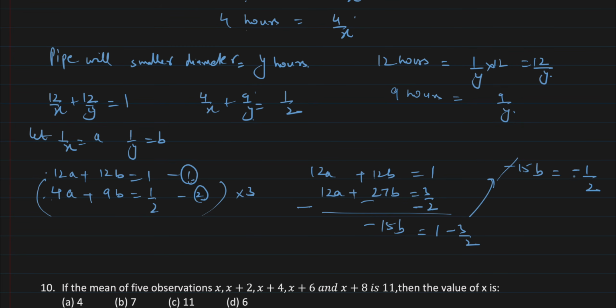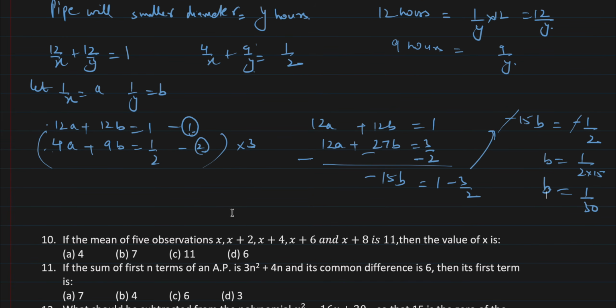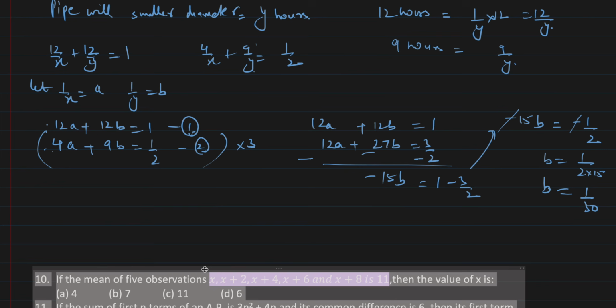Hope it's clear. Minus minus cancel, b is 1 by 2 into 15. So that becomes 1 by 30. So b comes out to be 1 by 30, students. Okay. Now let's move to the next part here. Solve for a. We got b.